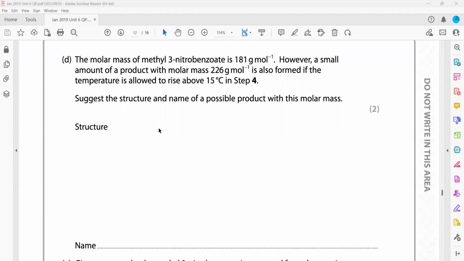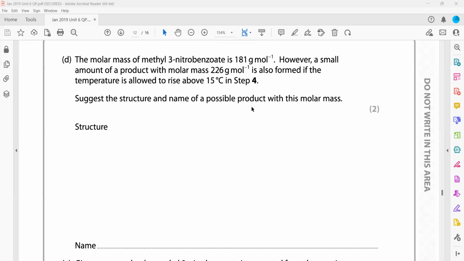The molar mass of methyl 3-nitrobenzoate is 181. However, a small amount of a product with a molar mass of 226 is also formed. If the temperature is allowed to rise above 15 in step 4, what structure is possible? How much has the mass increased? It is 226 minus 181, that is 45. So the total mass has increased. Why has the mass increased?